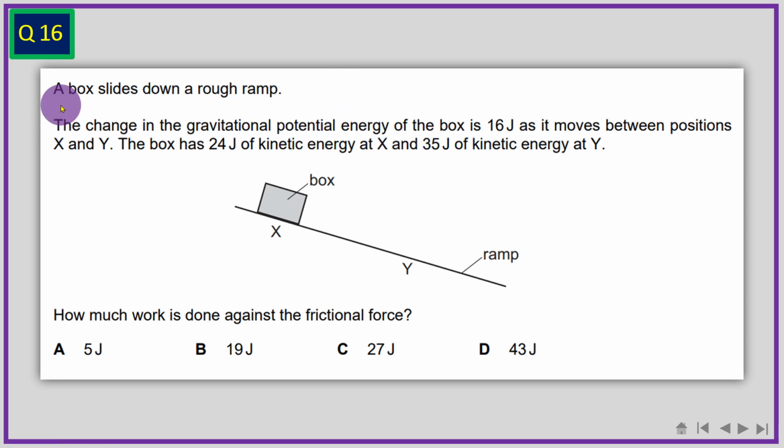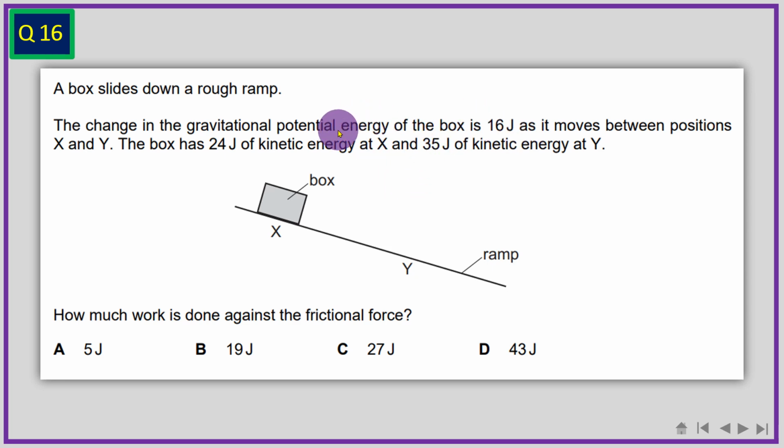In question 16, we are given that a box slides down a rough ramp. So the mention of the word ramp means there is friction force acting in this direction. The change in the gravitational potential energy of the block is 16 joules. Actually, this will be a loss of 16 joules. So if we were to treat it like a gain in gravitational potential energy, we will say the gain in gravitational potential energy is minus 16 joules. The negative sign will indicate that that potential energy has decreased by that value.